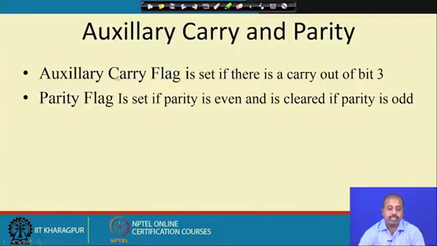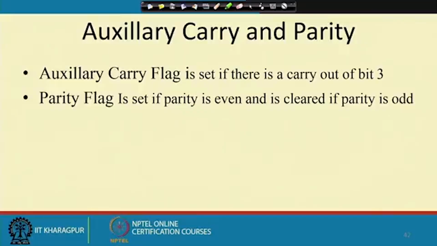Then there is auxiliary carry. Auxiliary carry is set if there is a carry out from bit 3, if the result is an 8-bit result. So, from bit number 3 to bit number 4, if a carry was generated, then this auxiliary carry will be set. Many times this is necessary, particularly when we are doing operations with binary coded decimal format. It is kept for that purpose.